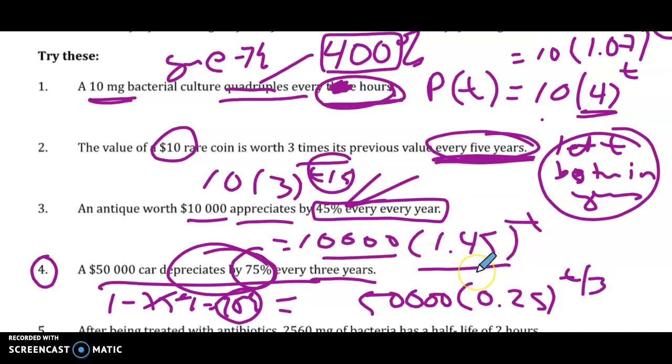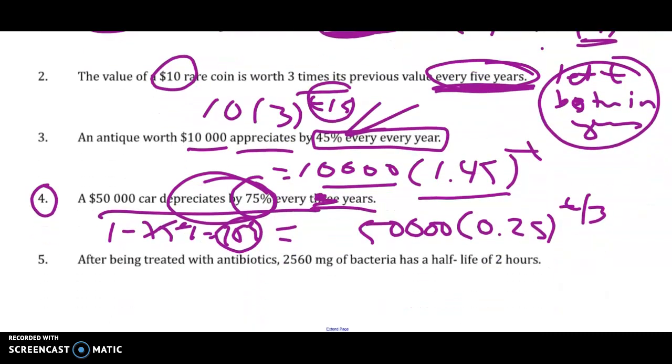Now, I'm not going to hold you to that question. I'd ask you this question: a car depreciates by 75% per year. That's a horrible car to have, but let's say that's the case. What you would do here is the same thing, except this would just be t.